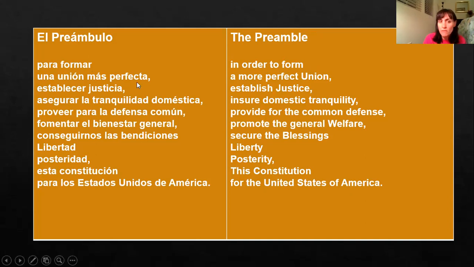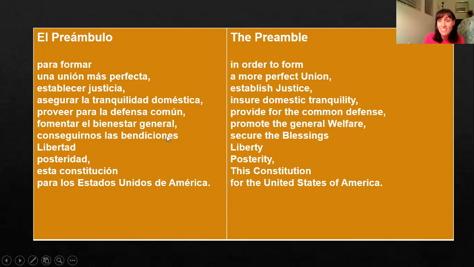Okay, una unión más perfecta is interesting because you notice here, más perfecta comes after una unión. In Spanish, the adjective comes after the noun, whereas in English, the noun comes after the adjective. So it's a different word order. A more perfect union would be una unión más perfecta. Okay, you notice justice is justicia, domestic tranquility is tranquilidad doméstica. Once again, different word order. Common defense, defensa común, general welfare, bienestar general.